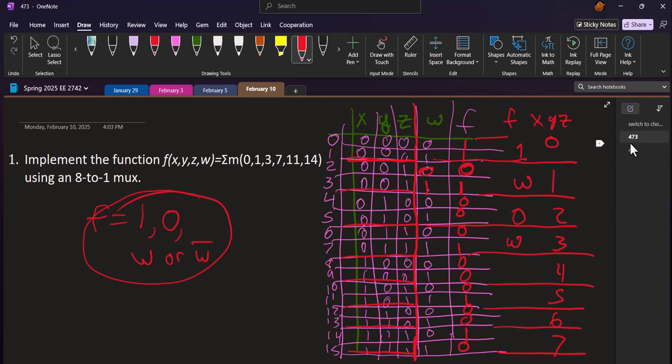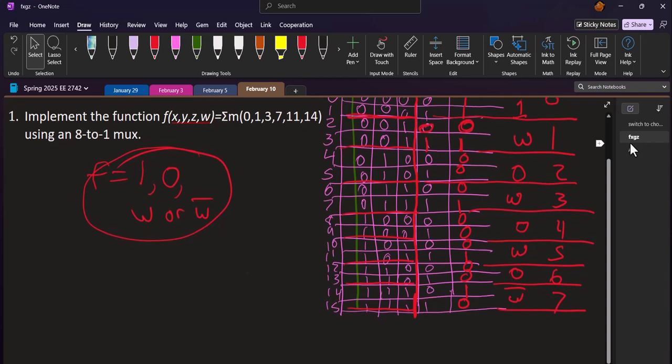What about when XYZ is 4? 0. When XYZ is 5? W. When XYZ is 6? 0. And when XYZ is 7? W, right.